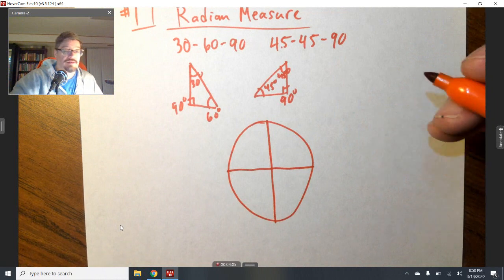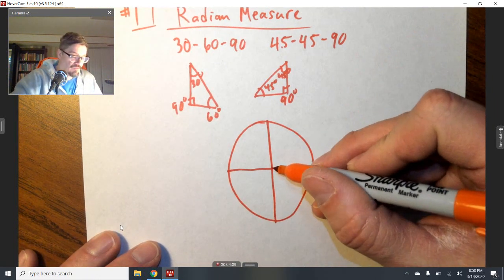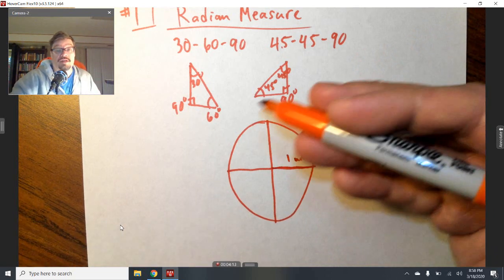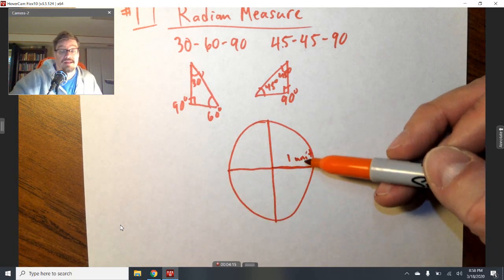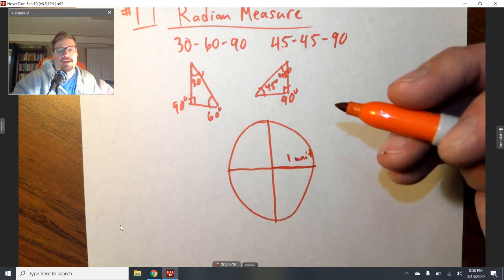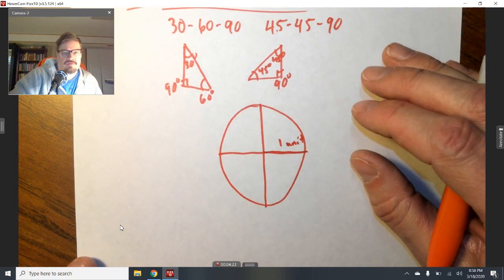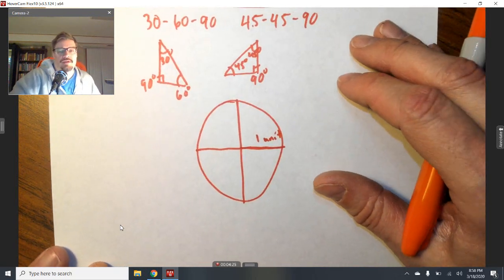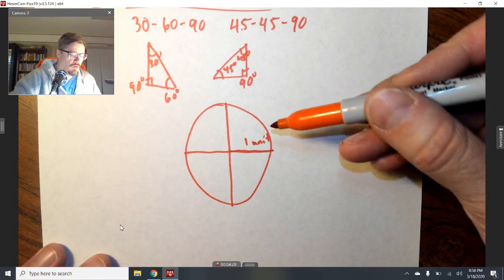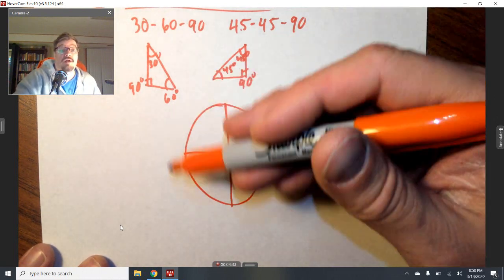So what we do is we start with a standard and say my radius is 1 unit. This is what's going to be called the unit circle. And this is a terrible unit circle because it should actually be a circle and not this warped version of ovalness. So what we're going to do is calculate the distance around the circle.